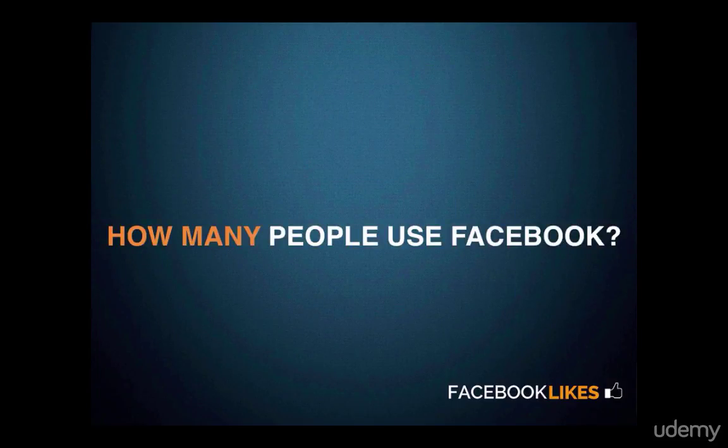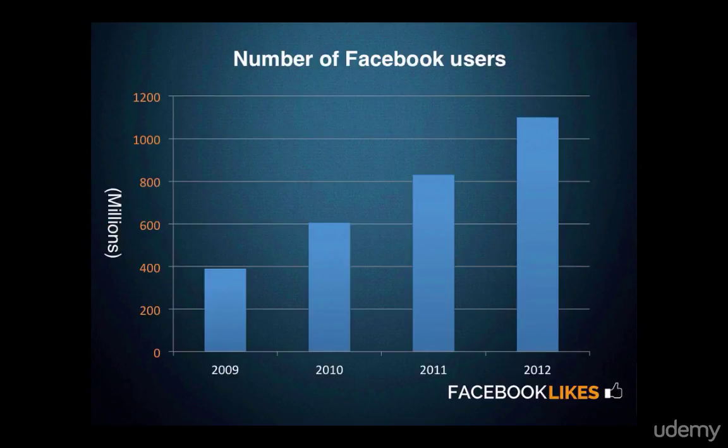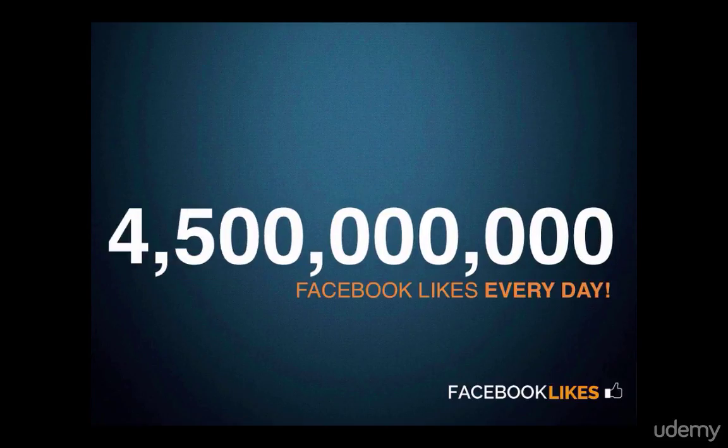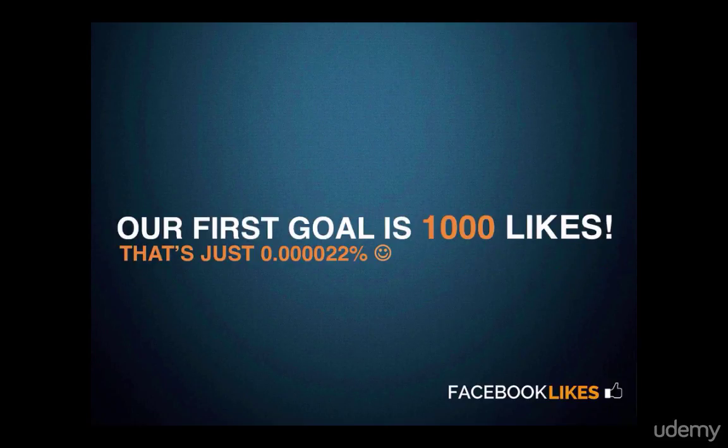So how many people actually use Facebook? Here is the Facebook growth from 2009 to 2012. As you can see, it's been steadily rising. And as of February 2014, Facebook has over 1.23 billion users, which is incredible and is an amazing opportunity to connect with these people. Another great stat about Facebook is it has 4.5 billion likes processed every single day. This is pages and articles. And the great news is we're only looking for 1,000 of these likes.